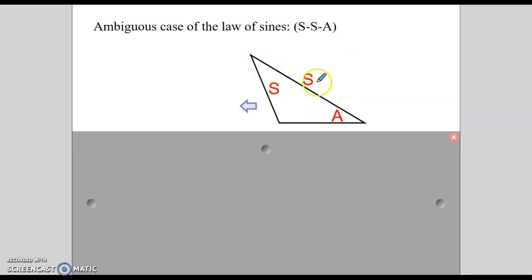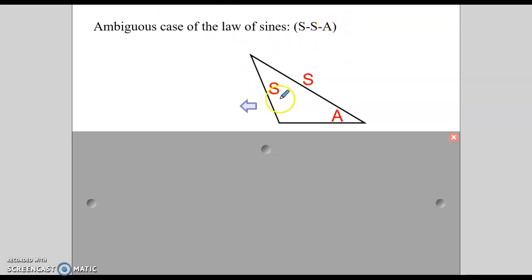Back in geometry, you might have learned that this is not a way to prove congruent triangles. I'm not going to say that out loud. I'm going to call them side-side-angle.